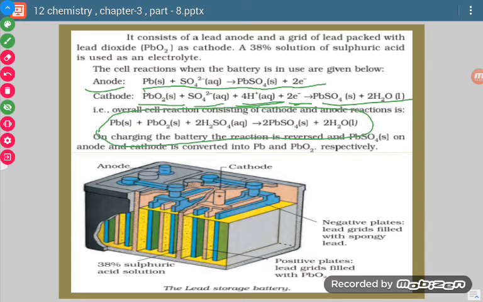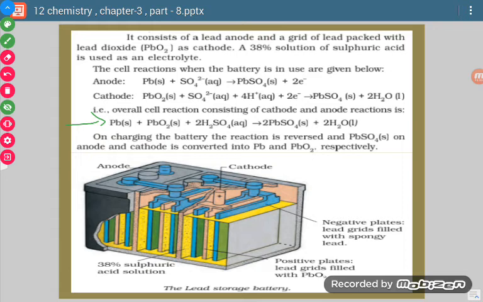Okay, now what is to be remembered? What is cathode, what is anode, what is electrolyte, and what are these reactions, and what is the overall reaction? Now see, when this battery is in use, then it will undergo discharging. So that is called discharging of the battery when we are using the battery. So at that time what reaction occurs? This reaction occurs. Okay, lead plus lead dioxide plus 2H2SO4 gives 2 PbSO4 plus 2H2O.